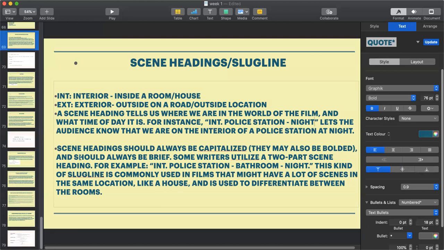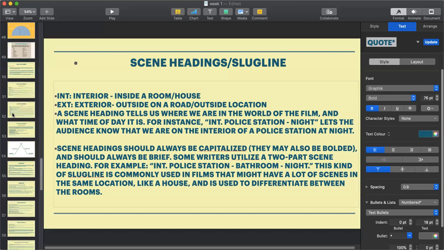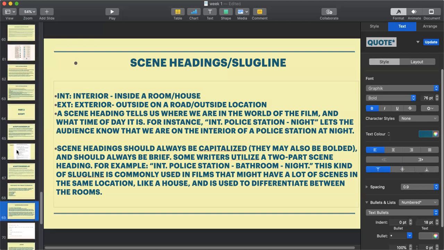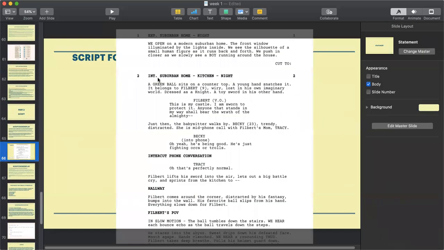They may also be bolded and should always be brief. It's not 5 sentences. It's just brief. As you can see in the example that I have shown you, it's just one single line. Interior, suburban home, kitchen, night. So you don't write two sentences explaining it. You just write suburban home, kitchen, night.